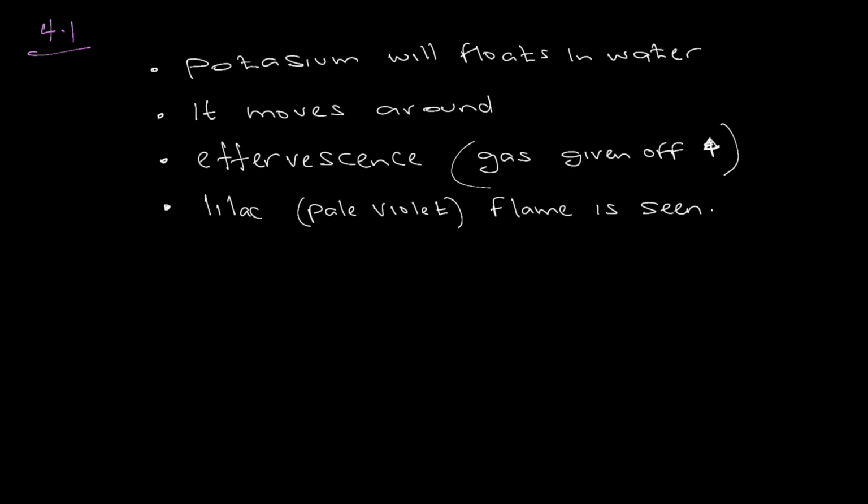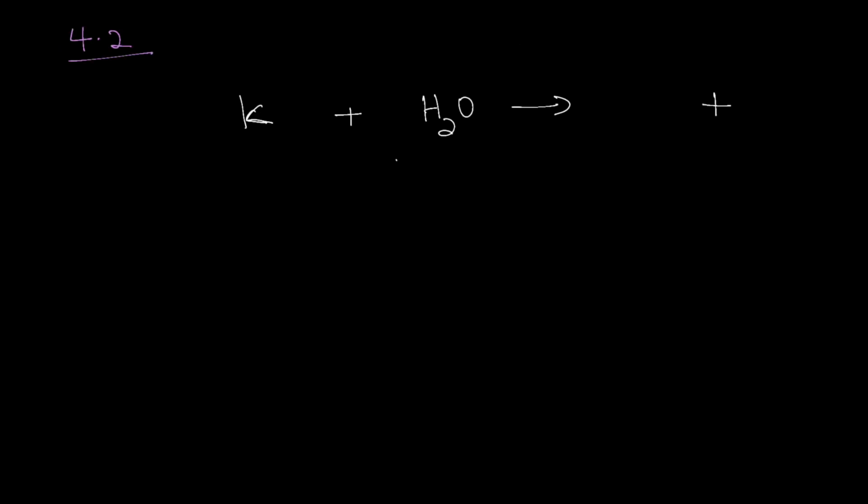Question 4. This question is about group 1 elements. Give 2 observations you could make when a small piece of potassium is added to water. Okay, this is a 2-mark question. So potassium will float in water. It moves about. It effervesces, that means gas is given off. A lilac colored flame may be seen. So any of these will give you 2 marks. Any 2 from here.